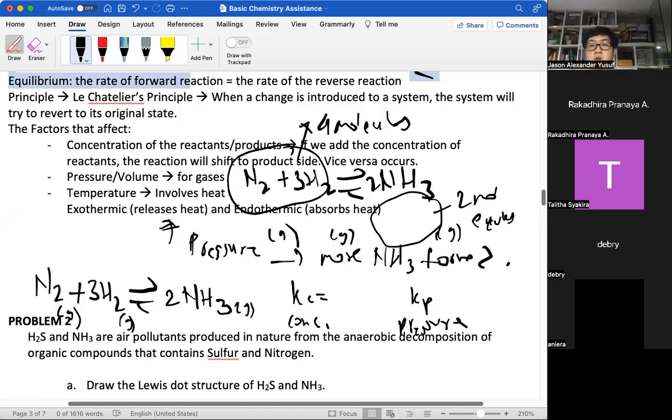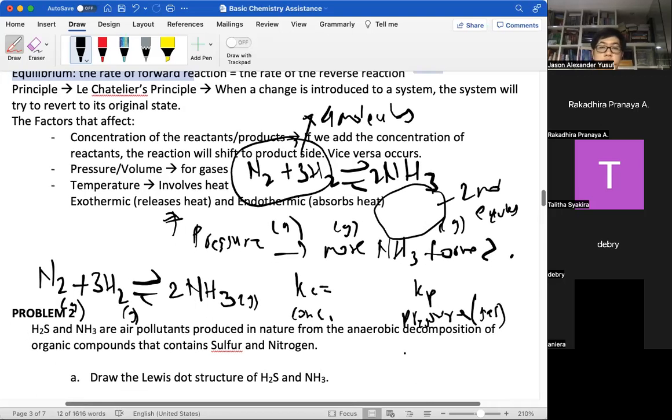And on a side note, for Kp, it will only involve the reactants that are gas, because the only thing that can exert pressure is gas, right? Not liquid, not aqueous or whatever. It's gas. So that means this one is for gases only. This one is for all.